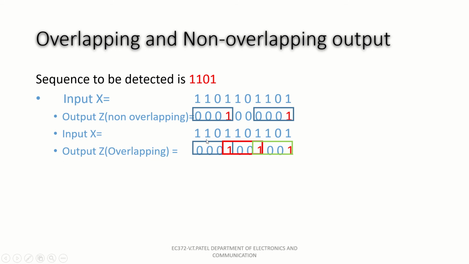Whereas in the overlapping case, with the same string of bits 1101, once we get the sequence, the output would be 1, but this last 1 would also be considered for the detection of the next sequence. So here you can see that our bits are getting overlapped.